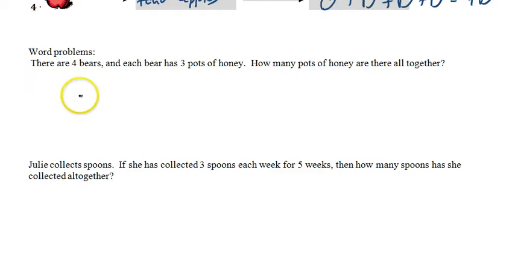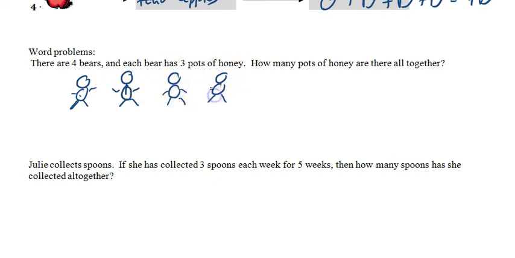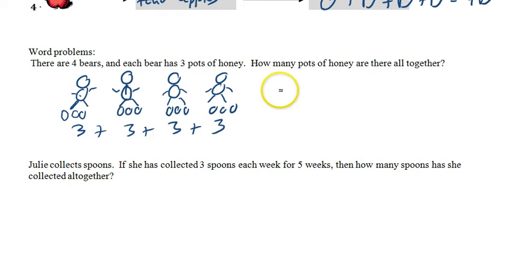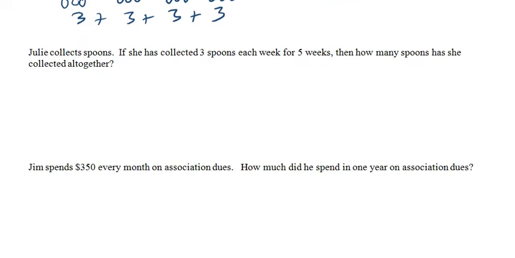So if you look at it, you have 4 bears. If you were to draw them out, these are my bears. Four of them. Each one has 3 pots of honey. 3, 1, 2, 3, 1, 2, 3, 1, 2, 3. This is a repeated addition. It's 3 plus 3 plus 3 plus 3. So that means we have 4 sets of 3, which is 12. Anytime you see this scenario where you're getting a constant repetition of something for a certain number of times, that's multiplication.